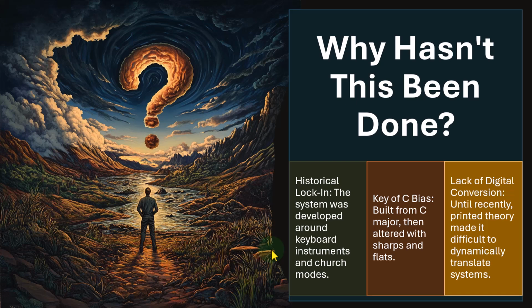Okay. Lack of digital conversion. Until recently, printed theory made it difficult to dynamically translate the system. Now you might say, if I use a different naming convention and write it that way, that's going to cause a problem because I won't be able to convert it. I want to say that functionally you can, because the current system is always off by 1. Just know that so that when you play, it doesn't throw you off. You know what the distances mean. You know it's off by 1. You can accommodate for it.